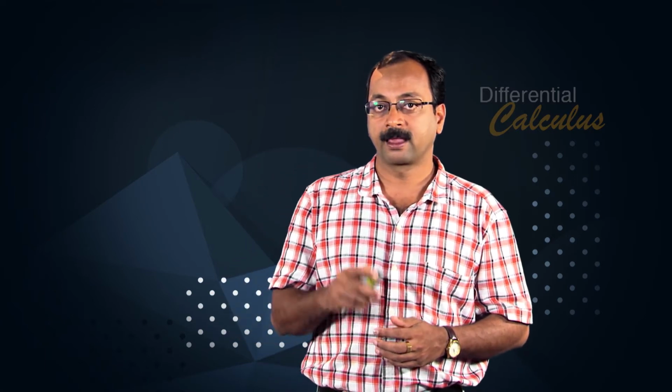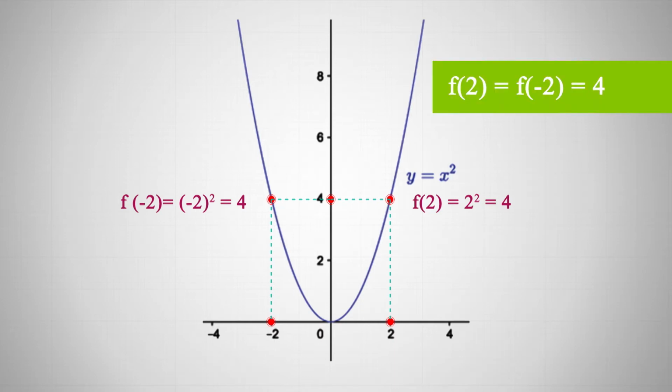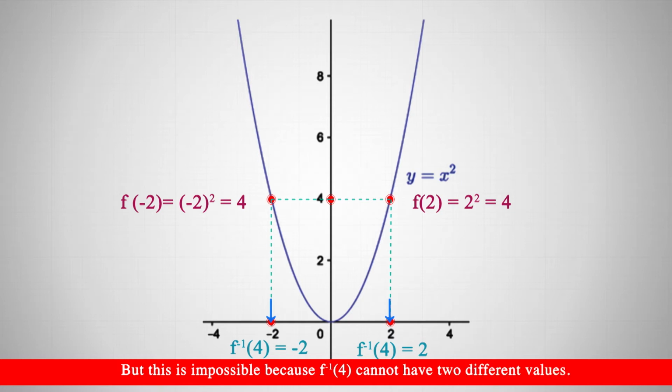For example, the function f of x equal to x square cannot have an inverse, because it assigns the same value to x equal to 2 and x equal to minus 2, namely f of 2 equal to f of minus 2 equal to 4. Thus, if f of x equal to x square were to have an inverse, then f of 2 equal to 4 would imply that f inverse of 4 equal to 2, and the equation f of minus 2 equal to 4 would imply that f inverse of 4 equal to minus 2. But this is impossible, because f inverse of 4 cannot have two different values. Hence, f has no inverse.